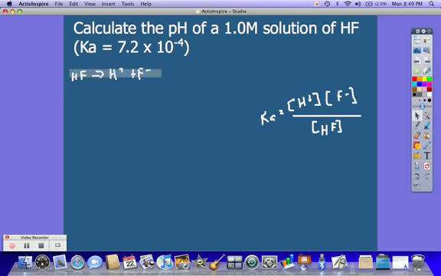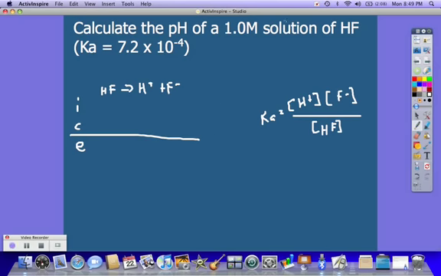So while I'm doing this, you can go ahead and set up your ice table. So initially, I only have HF, it says, and I have 1 molar of it. So 1 for that, 0 of everything else. Our change is minus x, because it's all 1 coefficients. So 1 minus x, and x. I'm going to plug these values into my equilibrium expression.